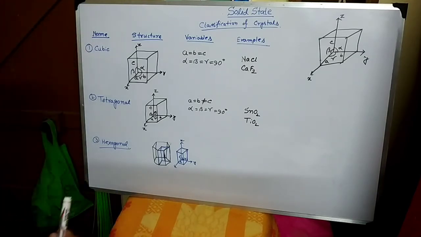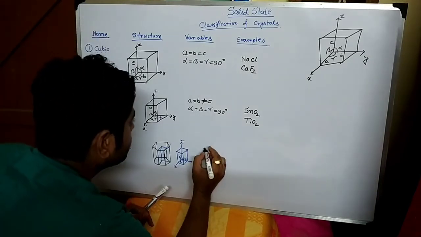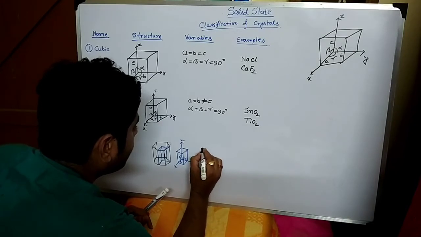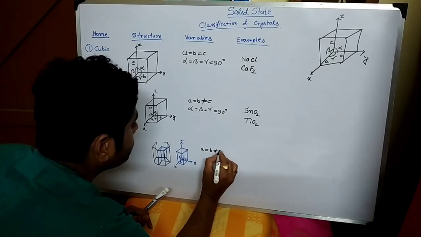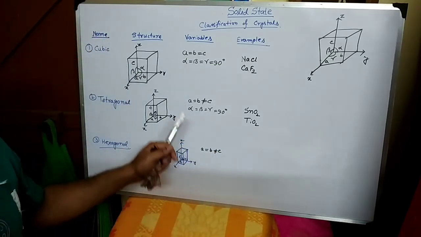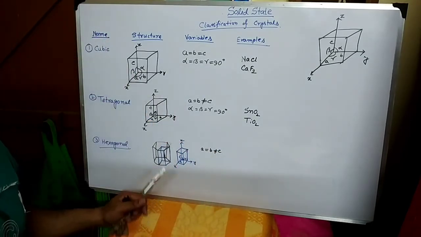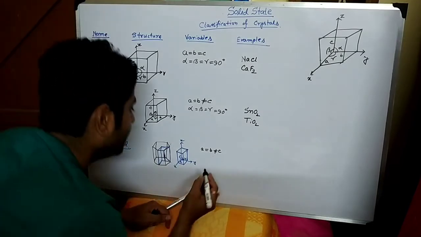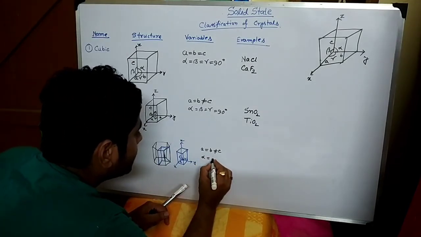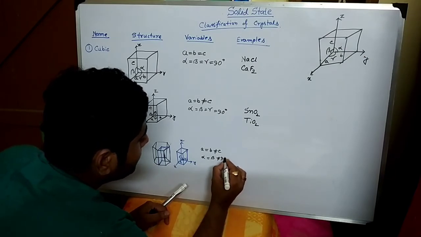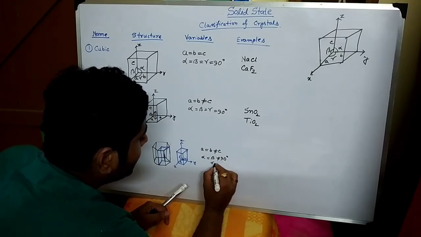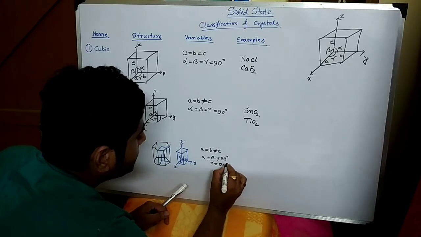So what are the variables here? That is, A equals B not equals C, and alpha equals beta equals 90 degree, but gamma equals 120 degree.